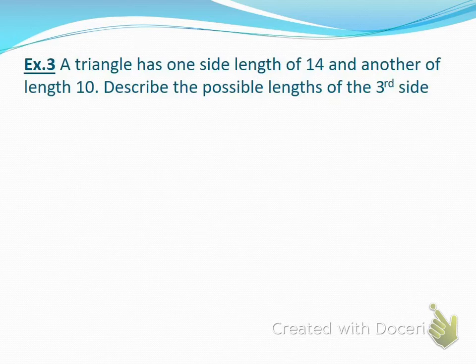A triangle has one side length of 14 and another side length of 10. Describe the possible lengths of the third side. So, this is the triangle inequality. You could draw yourself some generic triangle, and as long as you don't get too attached to what it looks like, it's not going to make a big difference. Sometimes I even draw these as equilateral-ish looking triangles, just so that I don't get too attached to any sides being longer or shorter than the others.